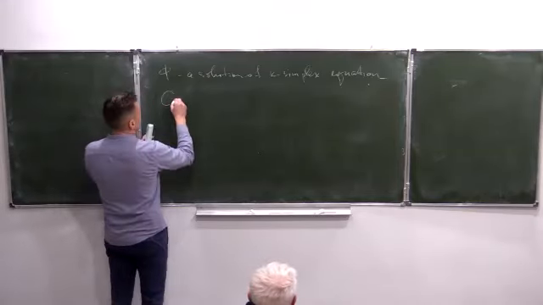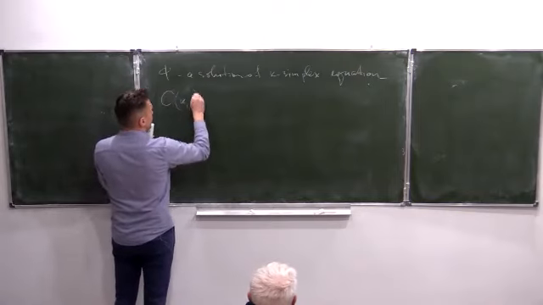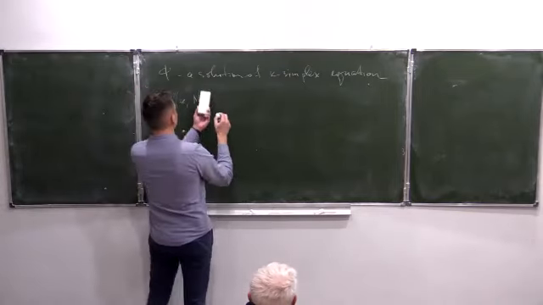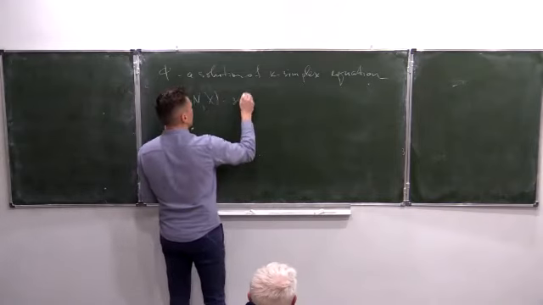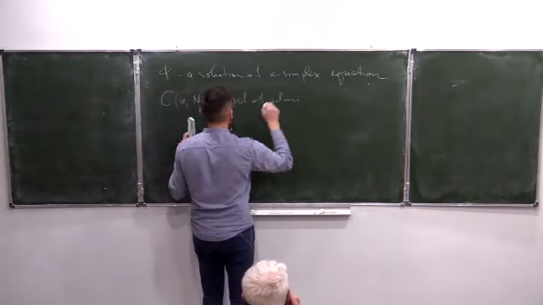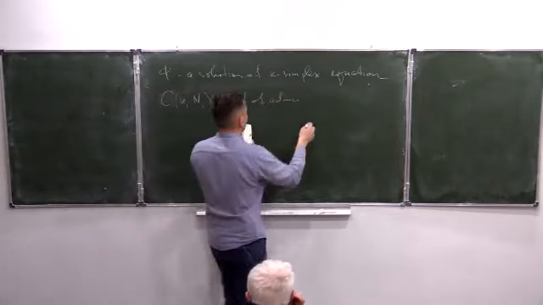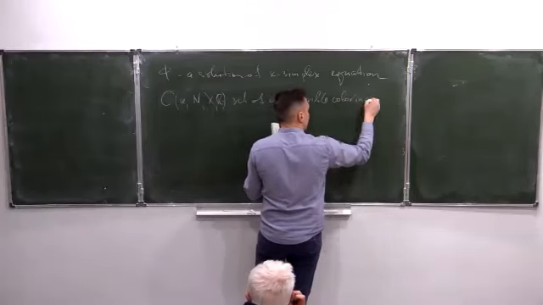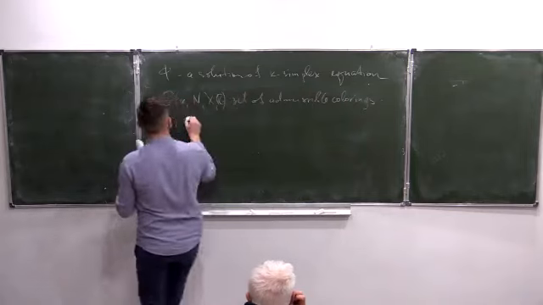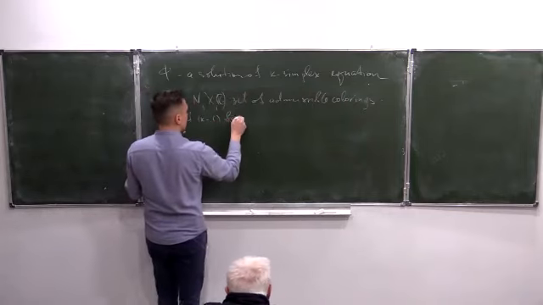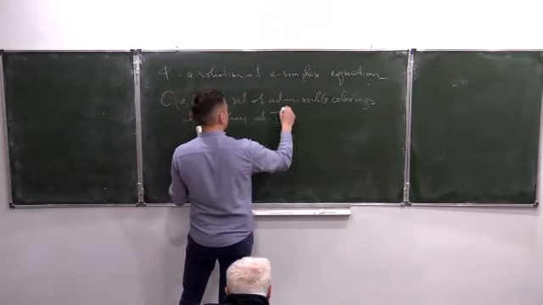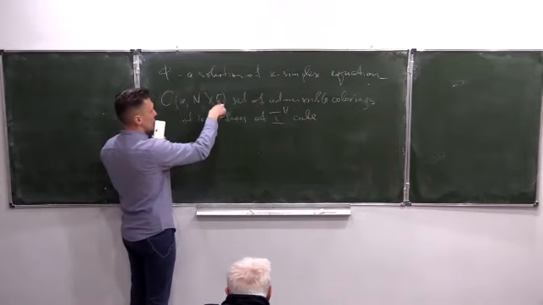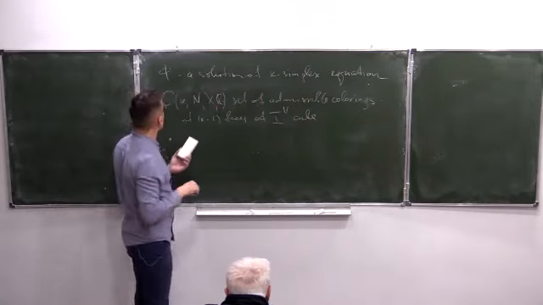So C_K^n is the set of admissible colorings of K minus 1 faces of the n-cube with colors in the set X controlled by a map phi.